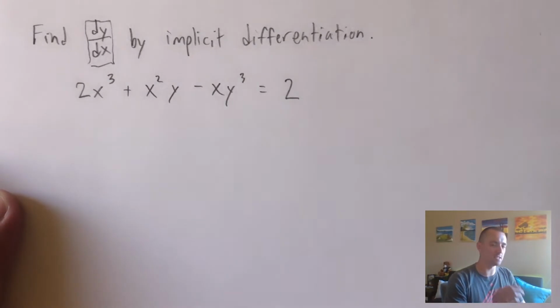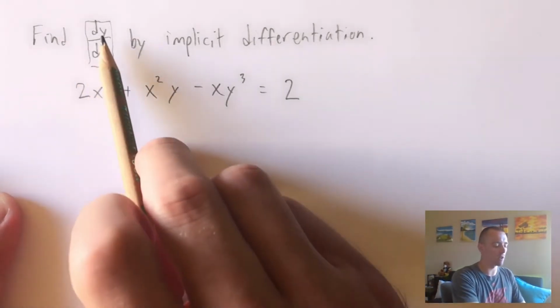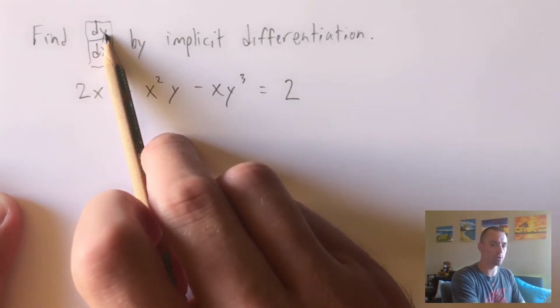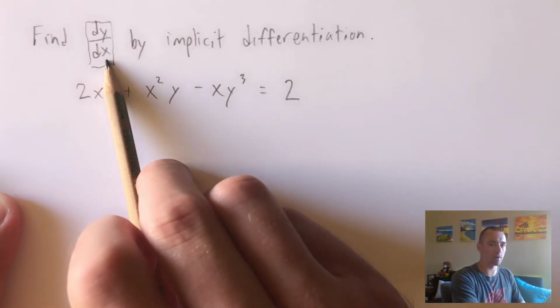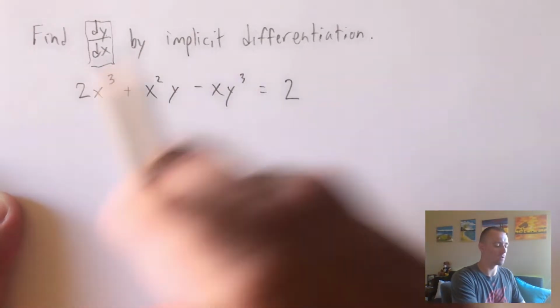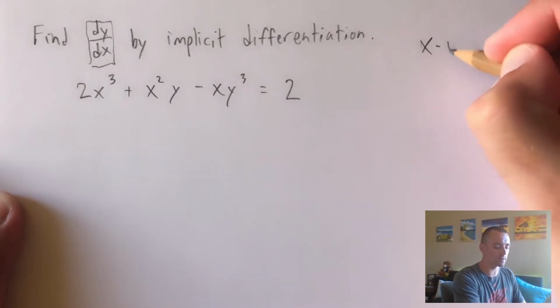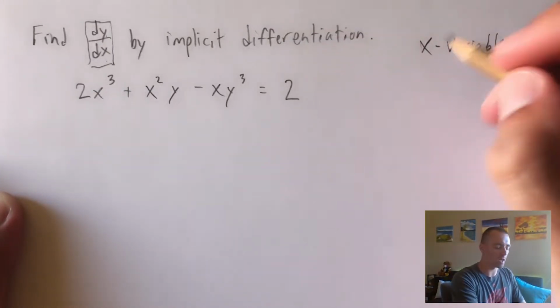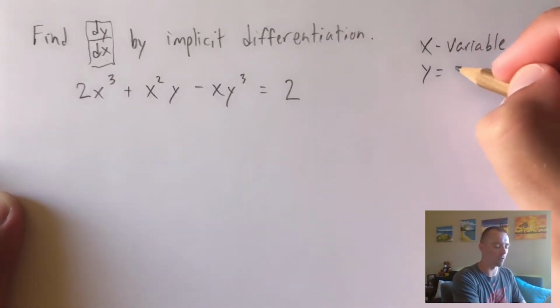What we're trying to find is dy/dx. Whatever letter is on top here is going to be your function, and it is going to be a function of whatever variable is here on the bottom. So in this case, we know right off the bat x is our variable and y is our function.